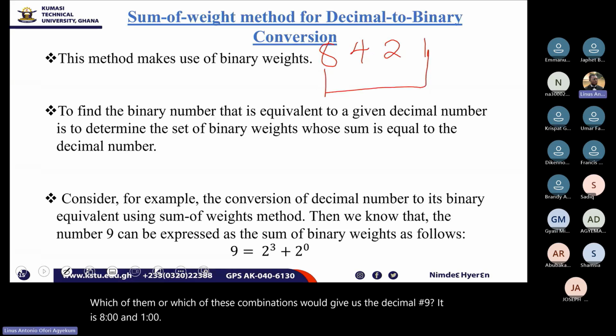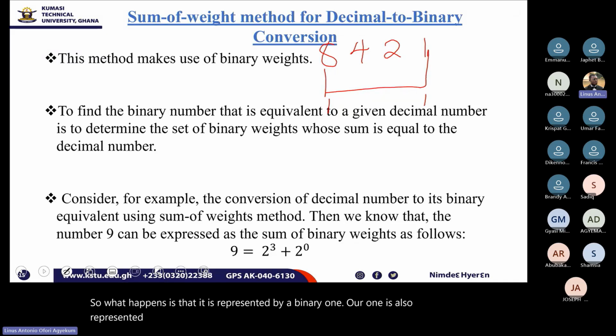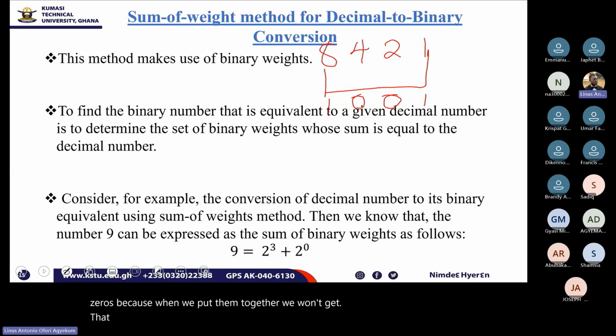So what happens is that our 8 is represented by a binary 1, our 1 is also represented by a binary 1, and the remaining bits are zeros, because when we put them together, we won't get that number.